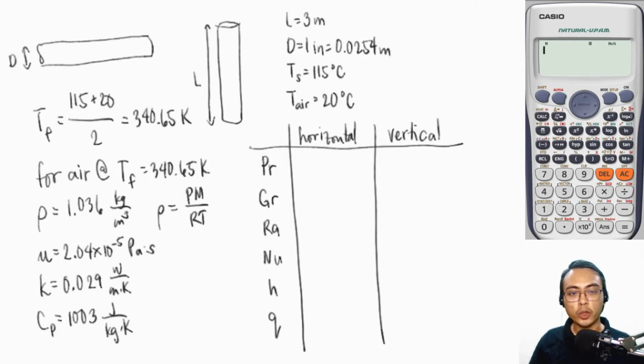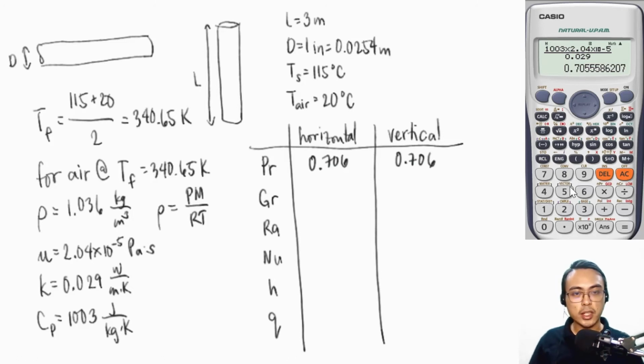Okay, let's start with Prandtl number. Now, Prandtl number is the only dimensionless number in our list that will not change its value between the horizontal and the vertical cylinder because it only relies on the physical properties of the fluid itself, which is air. That is Cp 1003 times viscosity 2.04 times 10 raised to negative 5 over the thermal conductivity 0.029. Our Prandtl number is 0.706 for both systems.